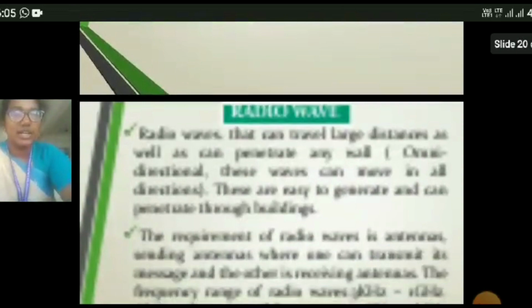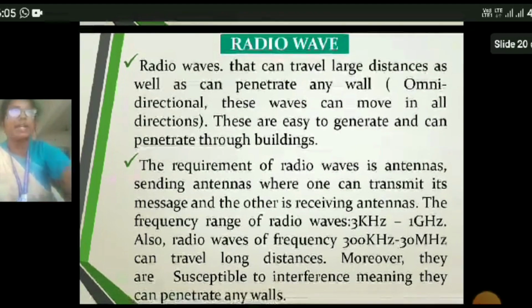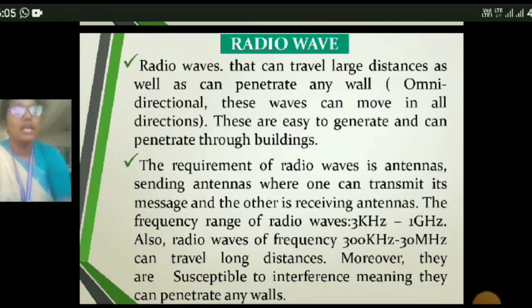First is the radio wave. All these waves differ only based on how much they penetrate and the area they travel, from one place to another. Radio waves can travel large distances, and they can penetrate walls.